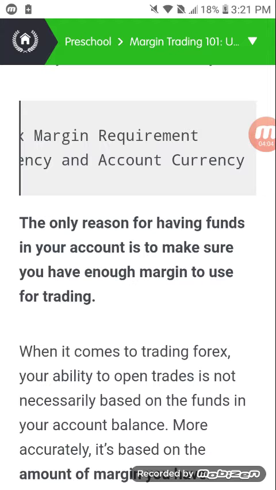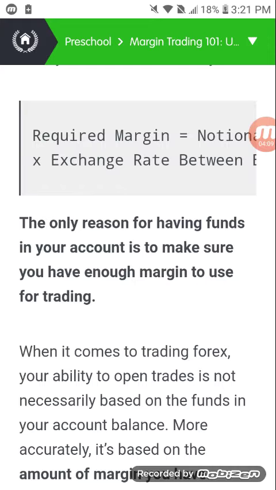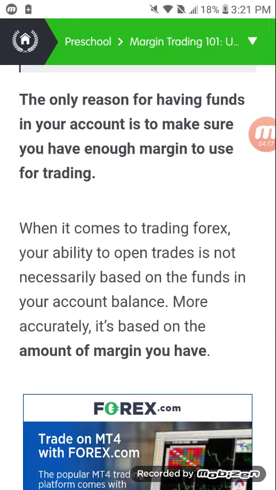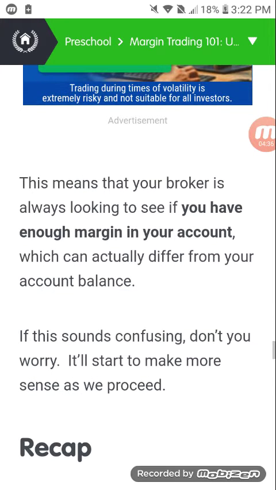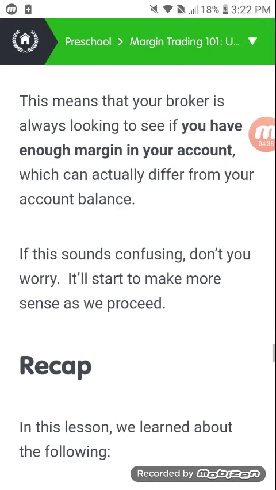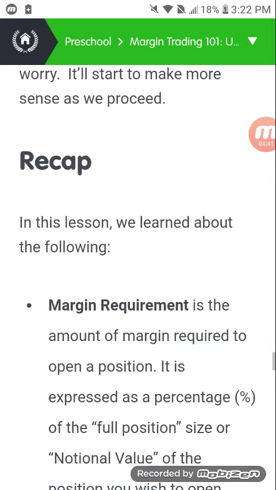When you open up a trade, it becomes used margin, or required margin, which is held and locked up until you close that trade, and then you can get that margin back. When it comes to trading Forex, your ability to open trades is not necessarily based on the funds in your trading balance. More accurately, it is based on the amount of margin you have. So your broker is always looking to see if you have enough margin in your account, which can actually differ from your account balance. It sounds a little confusing, but don't worry, it will start to make sense as we proceed. So let's recap.